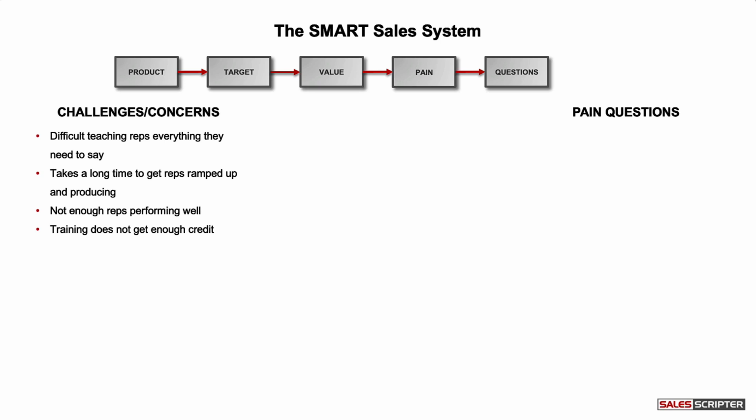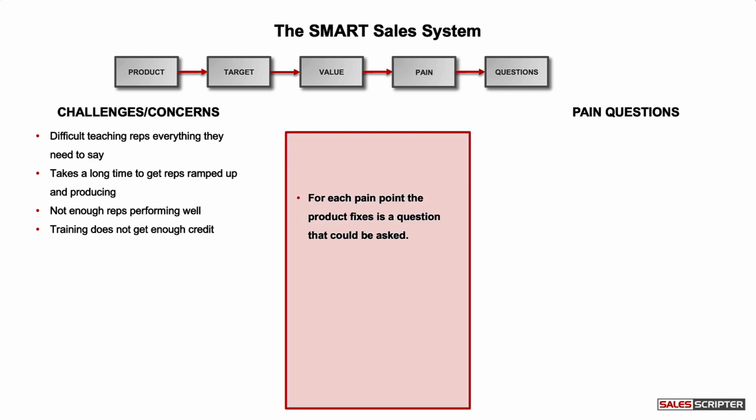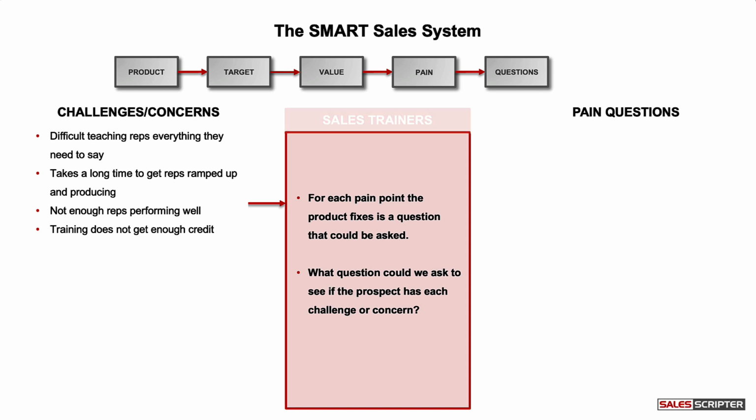These are questions that probe to see if the prospect has the pain that you can help make go away. And in order to create an optimum set of pain questions, we bring back the pain points that we created on the previous step. Because for each pain point that we help to solve, there's a question that we could ask to see if the prospect has that pain point or that concern. So we can go through our list of pain points one at a time and ask ourselves, what question could we ask to see if the prospect has that concern or challenge? And as we go through this list one at a time, we still want to keep in mind the target audience for the sales message, because that could impact and influence the questions that we come up with.